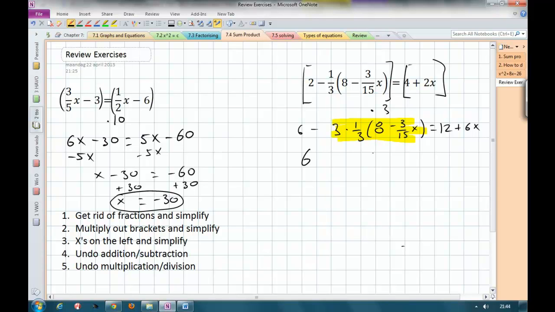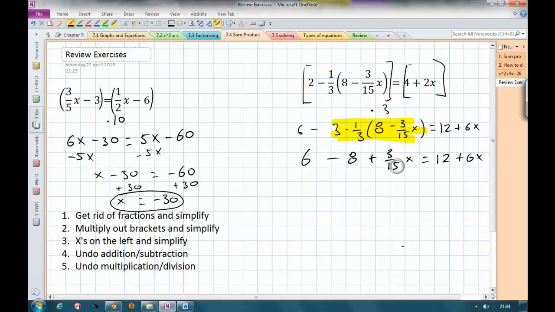And in this next step, in the same go, I'm going to multiply the -1 into the bracket. So it's minus 8 plus 3/15 x is going to be equal to 12 plus 6x. Okay, so now I've got a choice really. I can choose to get rid of this fraction here, 3/15, but that would mean multiplying through by 15, I get big numbers, and the math gets kind of difficult again.